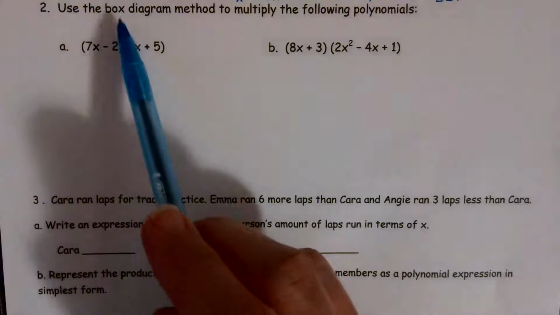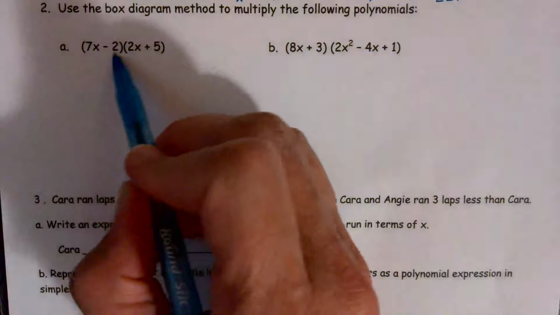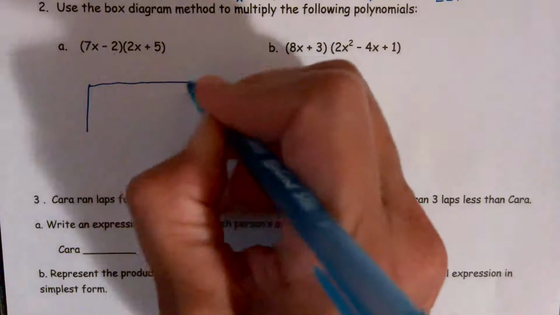Okay, now let's use a box diagram method to multiply these. In a box diagram, we're going to have a little box to keep the results of each of the items we multiply. So I'll start off with here. This is 2 terms, this is 2 terms. So I'm going to draw a rectangle.